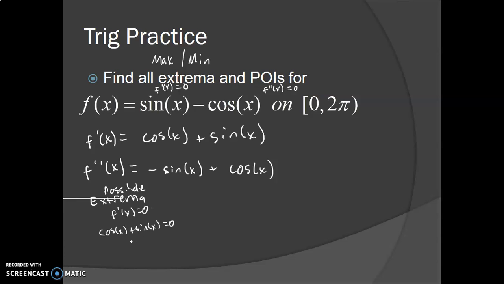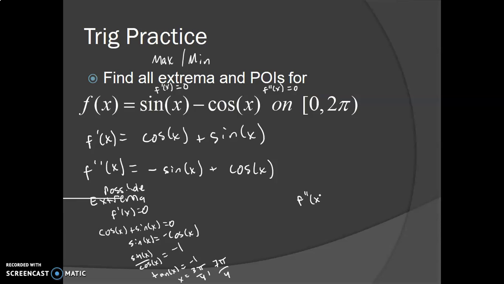Or you can subtract one over to the other side, so we can make it sine of x equals negative cosine of x. If I divide both sides by cosine, I can make it sine of x over cosine of x equals negative 1. And then sine divided by cosine is the same as tangent. And I want to know when tangent of x is equal to negative 1. Tangent of x is equal to negative 1 when x is equal to 3 pi over 4 and 7 pi over 4. And then we're going to do the same idea for the second derivative.